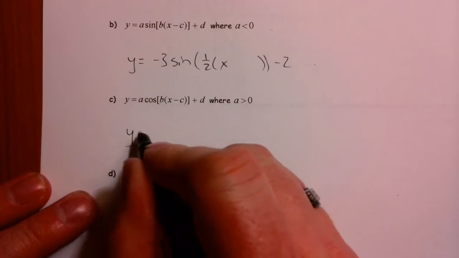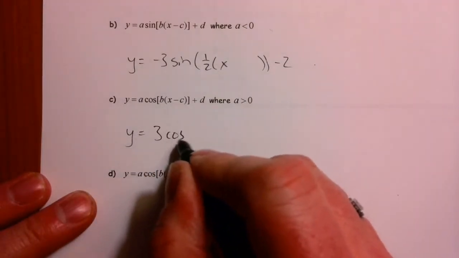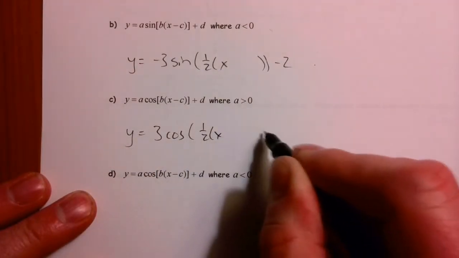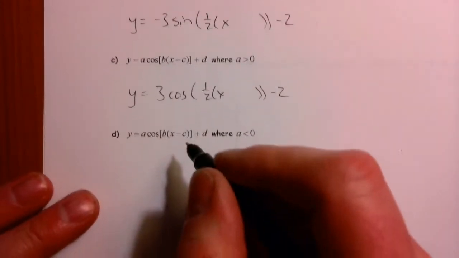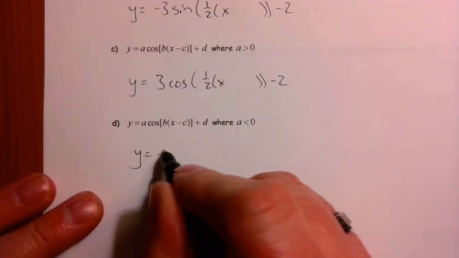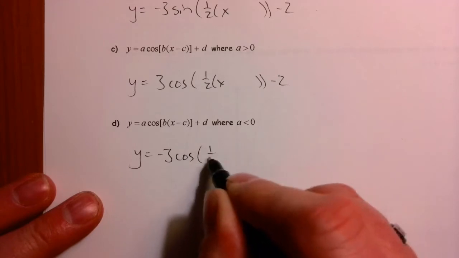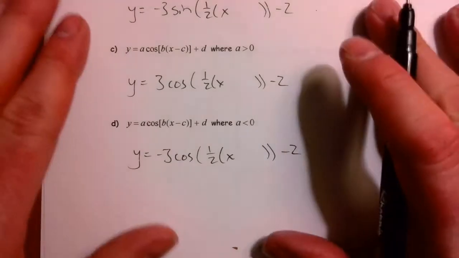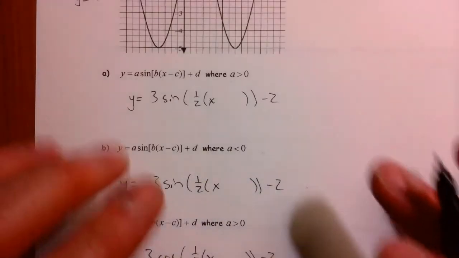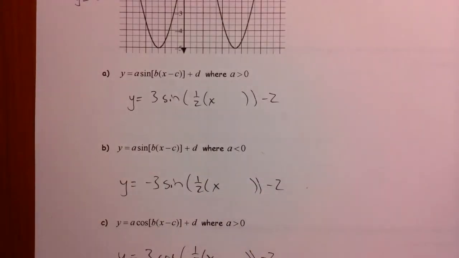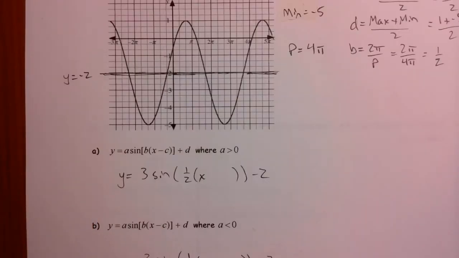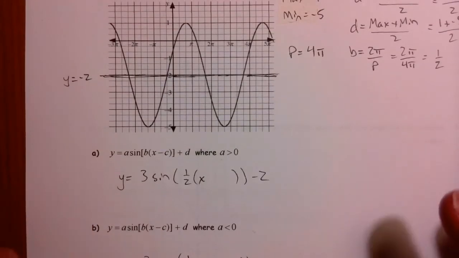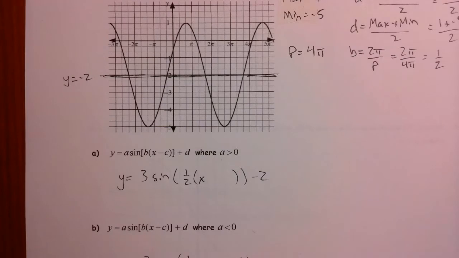For cosine, this is positive cosine, 3 cosine of 1/2 x. I'll put the phase shift in there, minus 2. And then down here I've got y equals negative 3 cosine of 1/2. And I will put the phase shift in there once again, minus 2. So I've got basically most of each one of these functions here. Now what I've got to do is figure out what the phase shift is for each of these. The phase shift really is a result of the choice of graph that you're looking for.